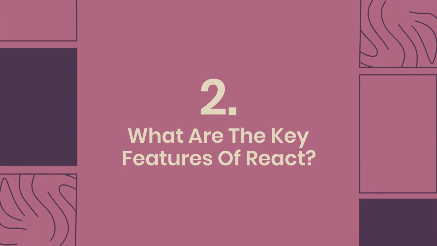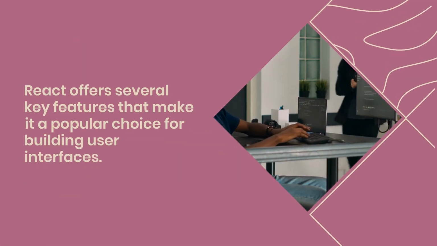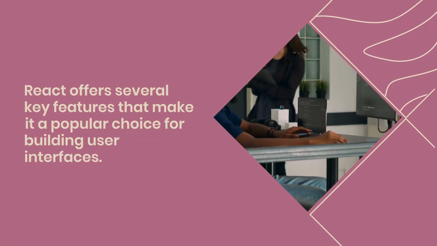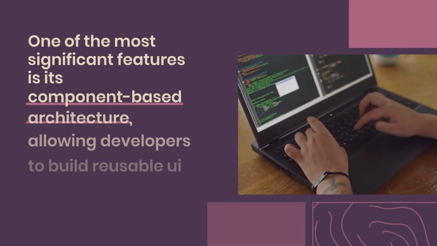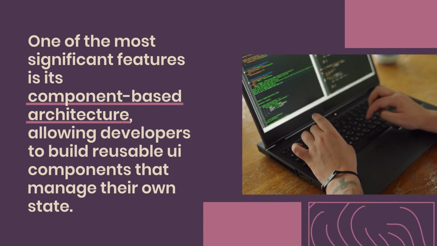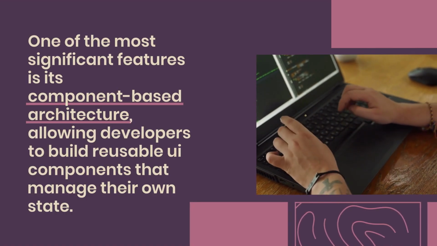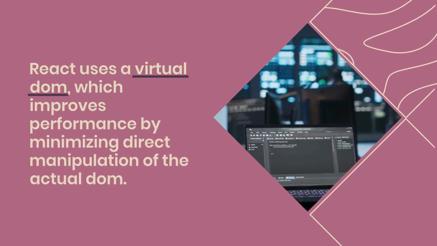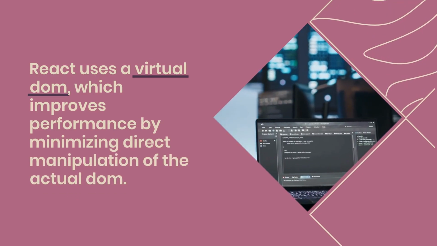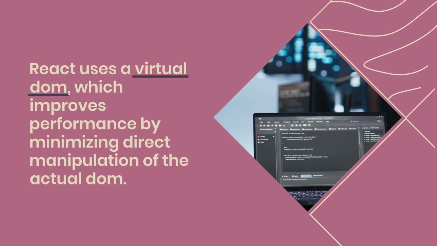2. What are the key features of React? React offers several key features that make it a popular choice for building user interfaces. One of the most significant features is its component-based architecture, allowing developers to build reusable UI components that manage their own state. React uses a virtual DOM, which improves performance by minimizing direct manipulation of the actual DOM.